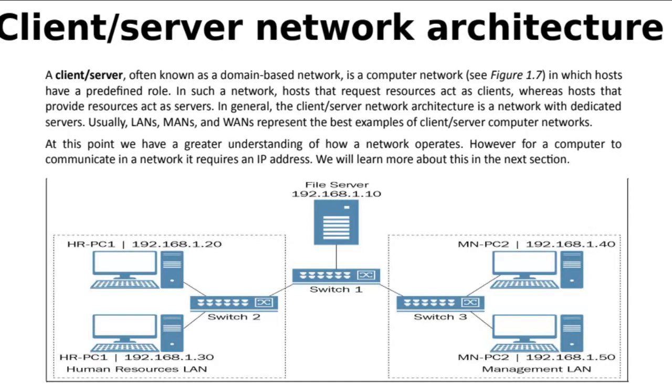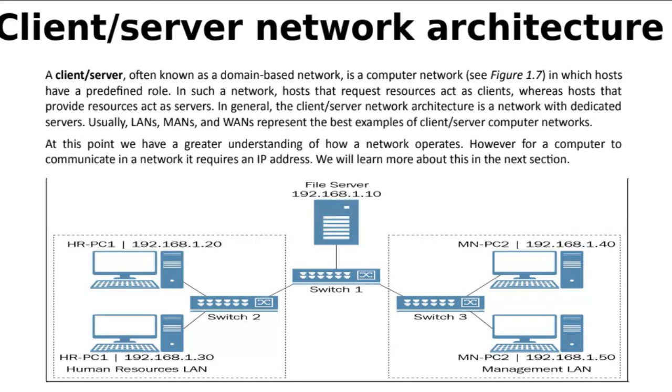In general, client-server network architecture is a network with dedicated servers. We have examples such as LANs, MANs, WANs. MAN is Metropolitan Area Network. LAN is Local Area Network, and WAN is what? Wide Area Network. Very good. So now we have some better understanding of network.